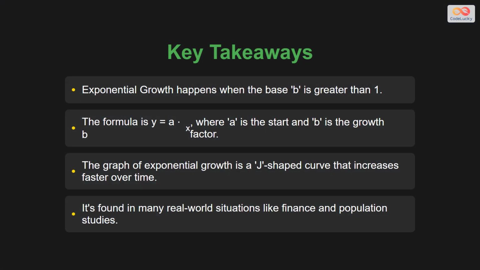To summarize, exponential growth occurs when the base b in the formula y equals a times b to the x is greater than 1. This creates a J-shaped curve that grows faster over time. This concept is incredibly useful for understanding everything from finance to population dynamics.